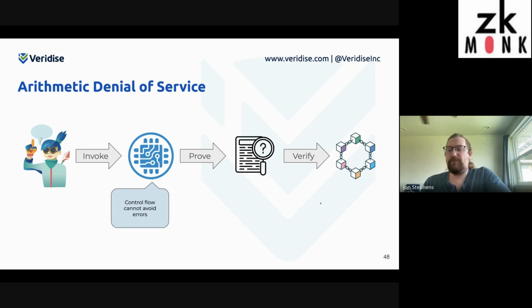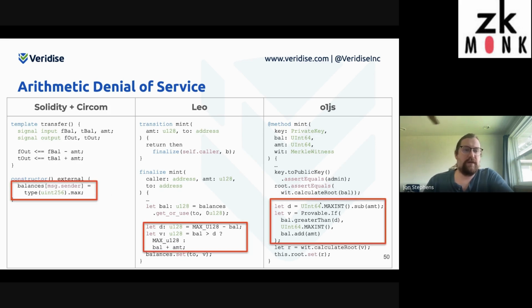And because of that, you can have cases where your ZK circuit should try to avoid an error, but it can't. And so certain arithmetic errors might occur if you check them within the ZK circuit itself. What I mean by that is, let's consider the Leo and o1js case right here. In Leo and o1js, you have the ZK circuit in line with your smart contract code.